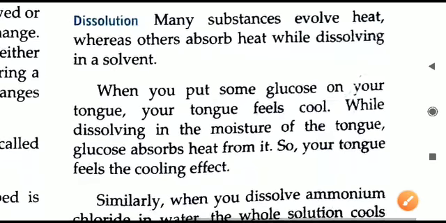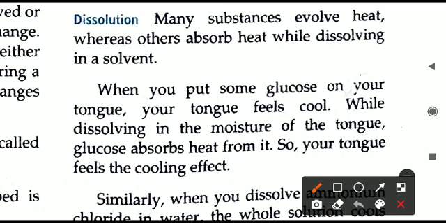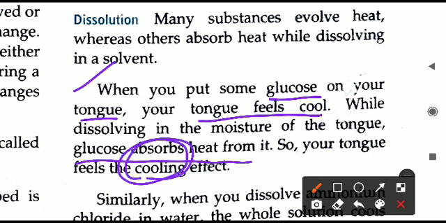We will now move quickly to the next example, that is dissolution. When we are dissolving different chemicals or substances, there also we can consider exothermic as well as endothermic change. For example, when you put some glucose on your tongue, what will happen? Your tongue will feel cool. What is actually happening? The glucose absorbs the heat from the tongue, and that is why the tongue starts feeling cool. Since the glucose is absorbing heat, that is an endothermic change.